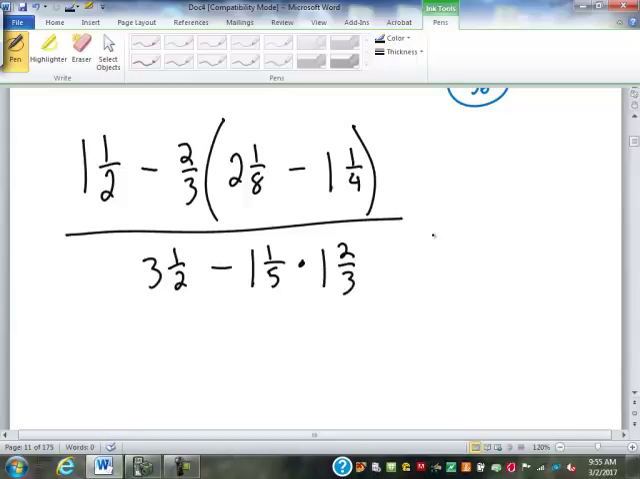Something like this. Where do we start? Yeah, we have to start on the top, of course. The fraction bar says do everything on top. And on top, we do have the parentheses to do first. 2 1/8 minus 1 1/4.